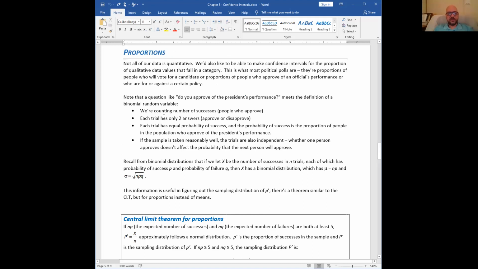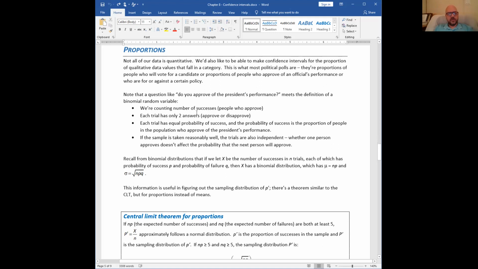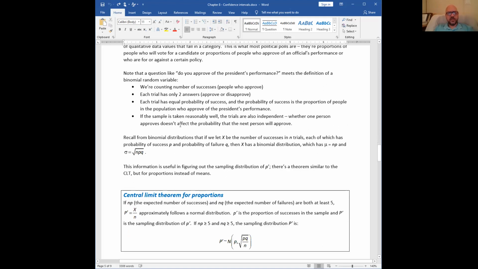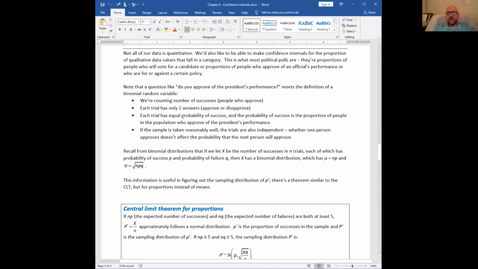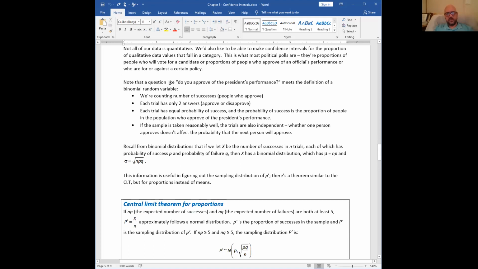Yeah, that's very common. So here I take a little bit of time to explain that this is actually a binomial question. It meets all the Bernoulli trials. Like, so here's your question: do you approve of the president's performance? We're counting number of successes. The people who approve, we're actually counting proportion who approve, but it's basically the same idea. There's only two answers: you approve or disapprove.